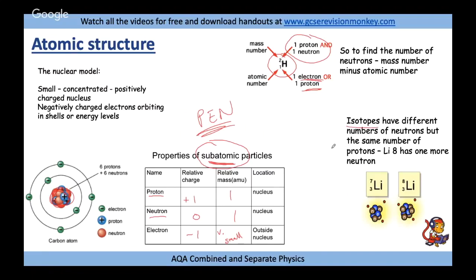Now, an isotope is a different number of neutrons, but the same number of protons. So lithium-8, for example, has 1 more neutron, same number of protons. So here's my proton number. They both got 3. This one here has got 4 neutrons. That one there has got 5 neutrons.